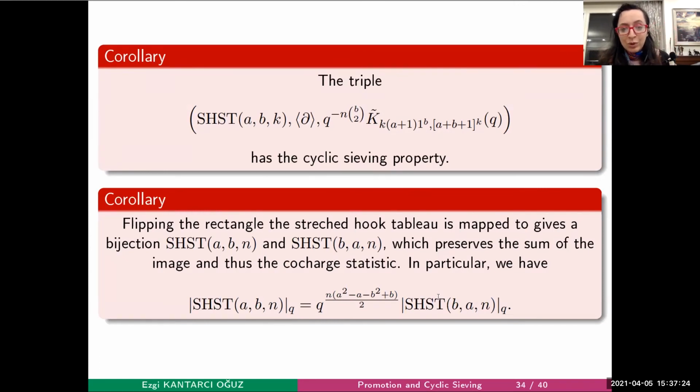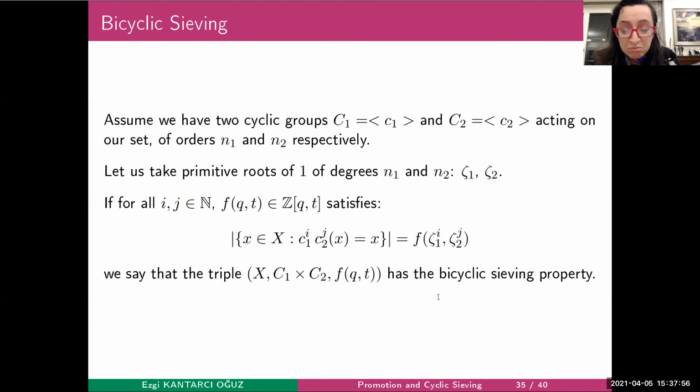And as a bonus, because now we are mapped to plane partitions, we can just flip the plane partition and the sum stays the same. That means the charge and cocharge are going to stay the same. And that gives us a way to connect what happens to the straight hooks if we flip A and B. That was the idea on that part.